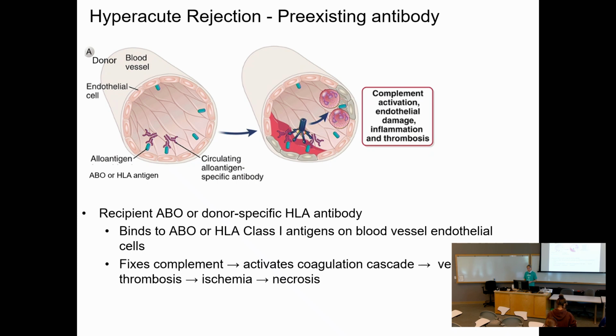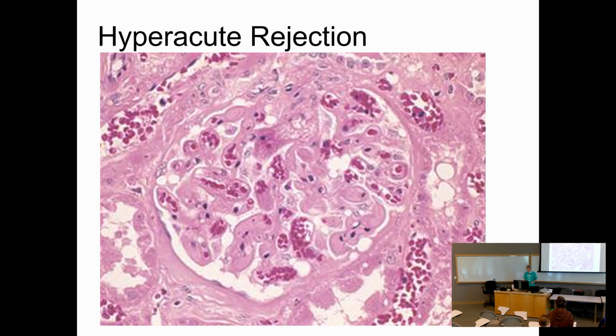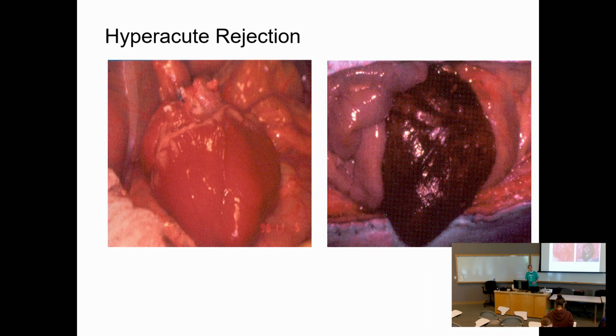and eventually, this is a mouse heart model. You transplant between non-syngeneic mice. Right away, the heart looks pretty good. Blood starts to circulate, and then it clots off, and the muscle, the myocardium, immediately becomes ischemic and infarcted, and it looks like this.